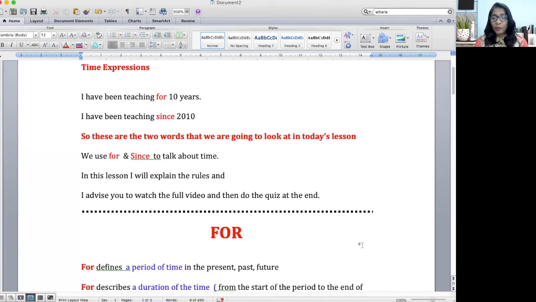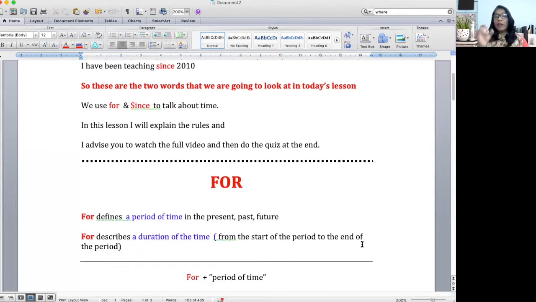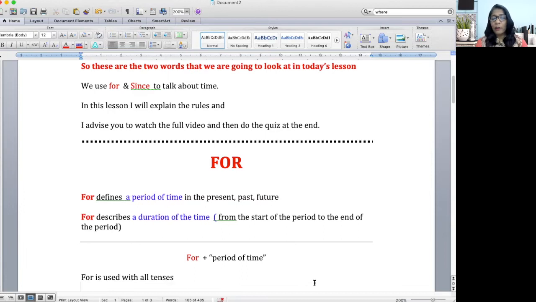Let us see how we use for. For defines a period of time in the present, past, and future. For describes a duration of time. It means from the start of the period to the end of the period, from the point it starts until the end. The formation is for plus period of time. For is used with all the tenses: present, past, and future.